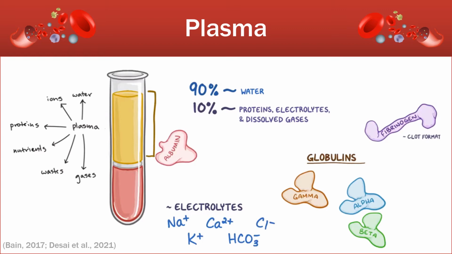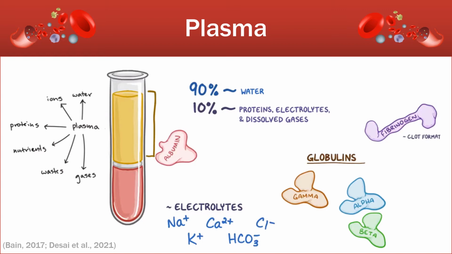Okay, so at this point, we have a good understanding of the surface knowledge or the basics of the functions for each of these distinct layers. And now we're going to go in depth on each one. And we'll start with the top layer, which is the plasma. Plasma, as we said before, makes up 55% of the whole blood and is actually acellular, meaning that it has no cells.